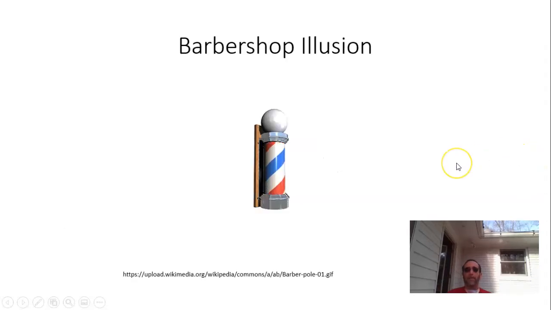An example of that is the barbershop illusion. This is just spinning around in a circle. But you have the illusion of stripes, of something that's actually spinning up.